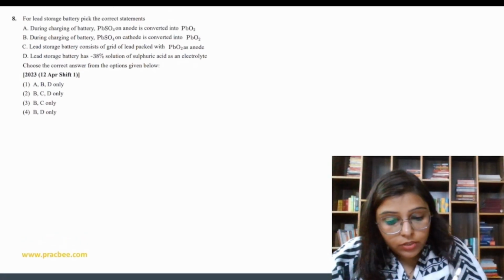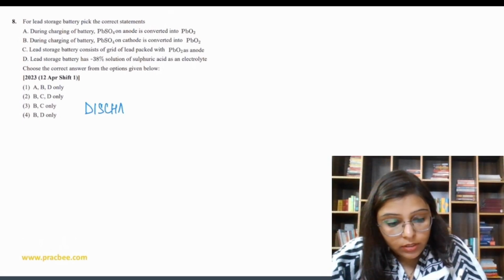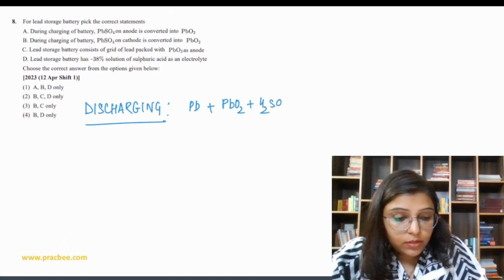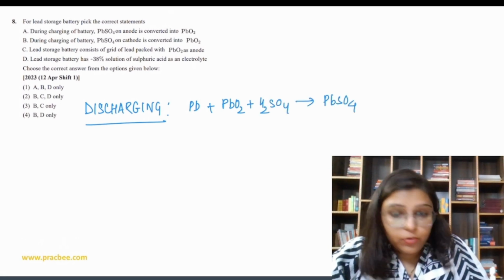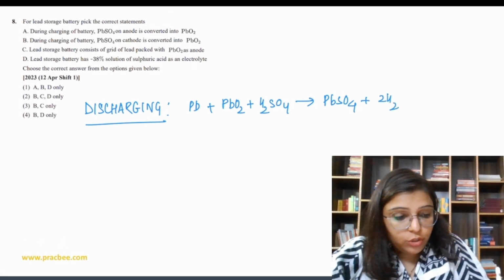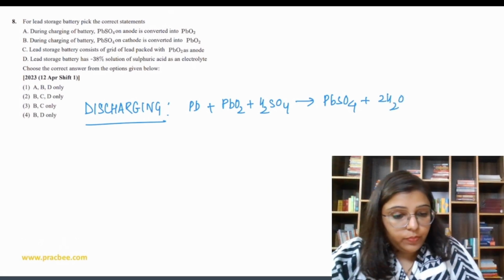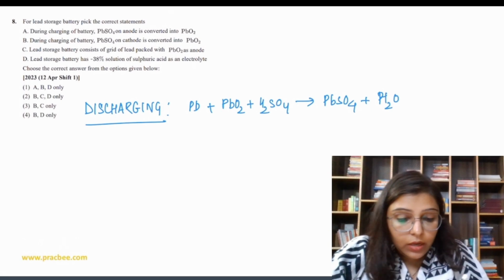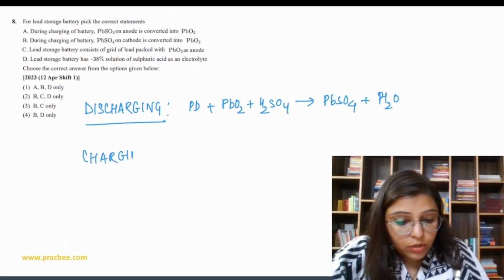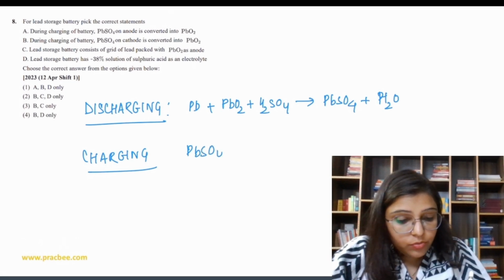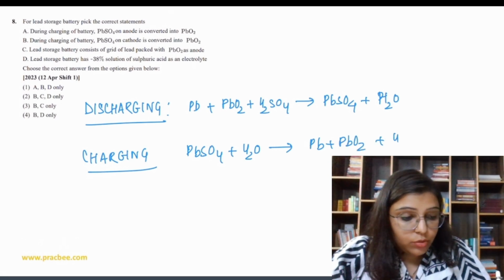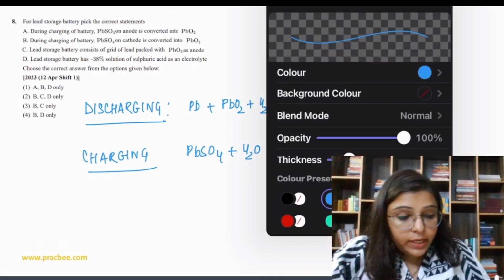So, generally, discharging reaction is this. Discharging of lead storage battery reaction is this: Pb plus PbO2 in presence of H2SO4 gives PbSO4 plus H2O. Okay, so this is the discharging equation. Now charging equation is the opposite of discharging, so we have to write PbSO4 plus H2O gives Pb plus PbO2 plus H2SO4.